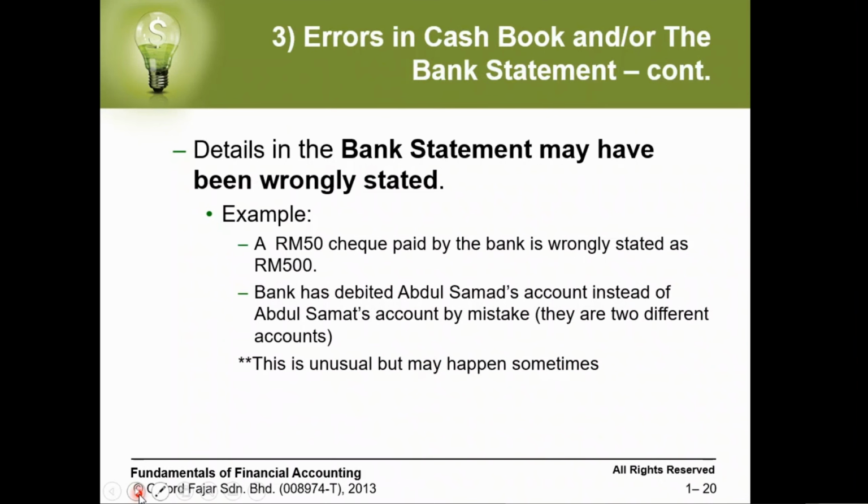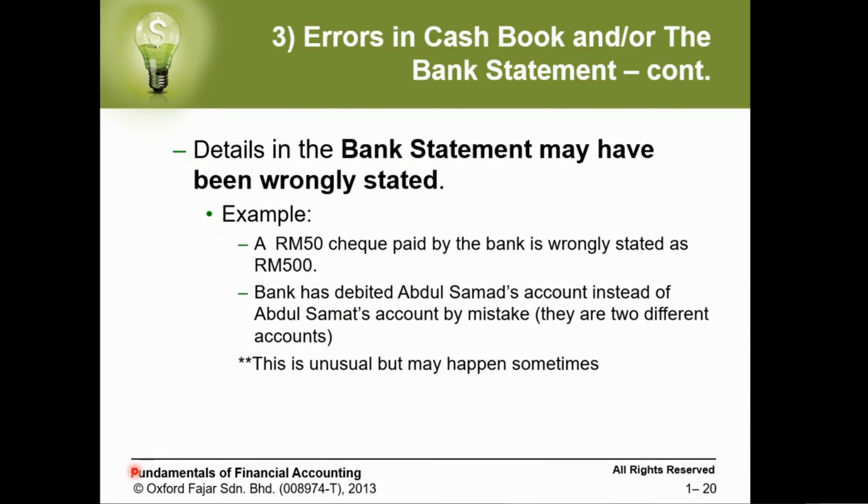Another example, details in the bank statement may have been wrongly stated, like a 50 ringgit check paid by the bank is wrongly stated as 500. Or the bank has debited Abdul Samad's account instead of another Abdul Samad's account. Sometimes the name of the person is different. This is actually unusual to happen.